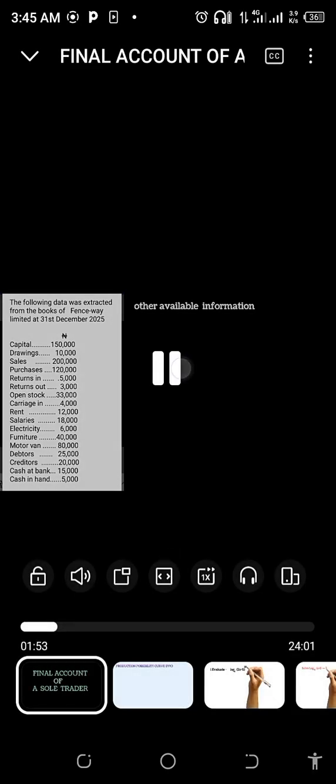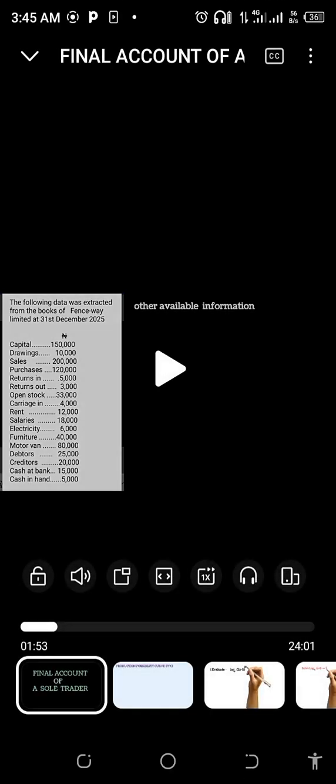Electricity is 6,000, while furniture is 40,000. Motor van is 80,000. Debtors is 25,000. Creditors is 20,000. Cash at bank is 15,000. And cash in hand is 5,000.